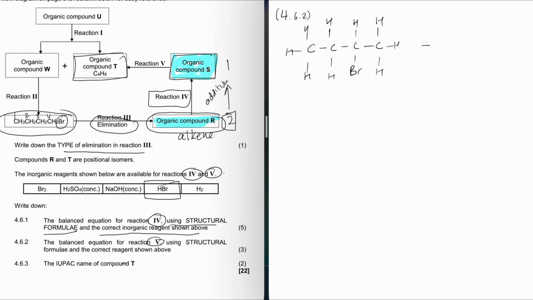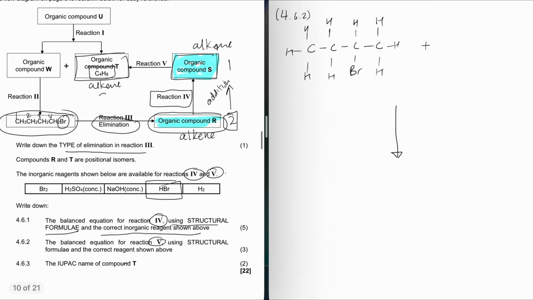Okay, and now we are adding in something, and then we are going to form C4H8. Now, what we're going to do here is we are going from a 1, which is an alkane, to a 2, which is an alkene. So a 1 to a 2. So this is going to be an elimination reaction. So reaction 5 is simply going to be an elimination reaction.